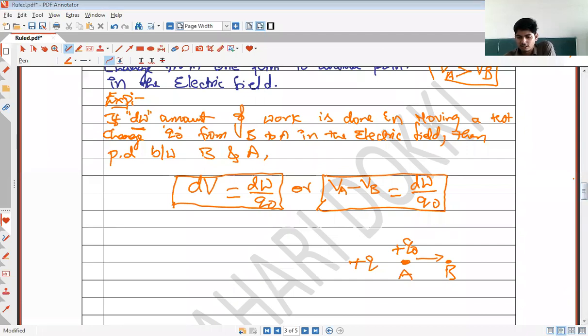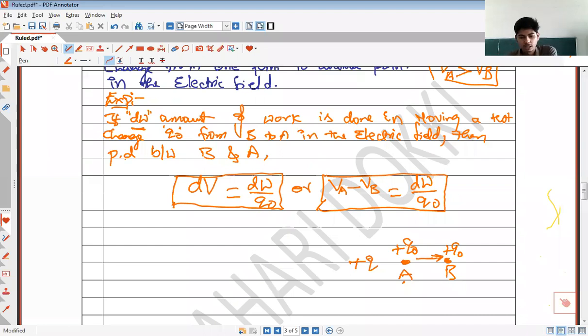Okay. See, the things are very simple here. Since the test charge is at a point very close to the source charge, the source charge will repel this test charge and move it to point B. So the test charge by itself can move from higher potential to lower potential.